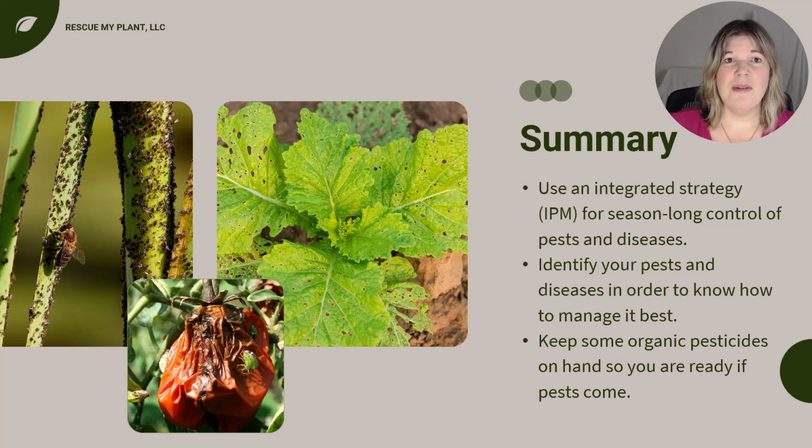Identify your pests and diseases first so you can manage them strategically. You may want to purchase a couple of general organic pesticides to have on hand for when pests come. Hopefully you got some useful tips on how to manage pests and diseases on your vegetables.